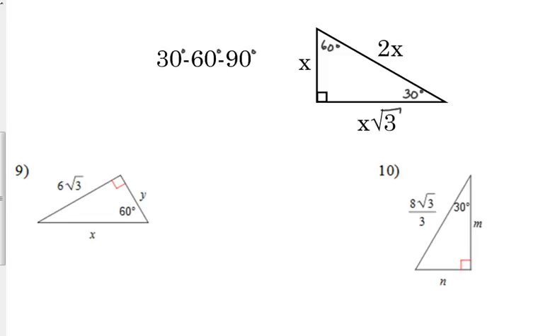So let's look at some examples here. This first one, number 9, has 6 square roots of 3, and 6 square roots of 3 is opposite of our 60 degree angle here. So that means that coefficient in front, the 6, is going to be the leg across from 30. They don't have the 30 degree angle labeled, but the leg across from 30 is the y, so in this case, y is equal to 6. And then the hypotenuse is 2 times that amount. That will be 12.